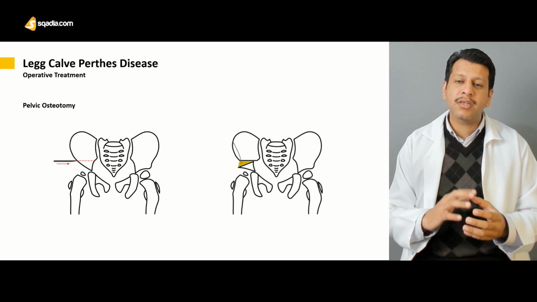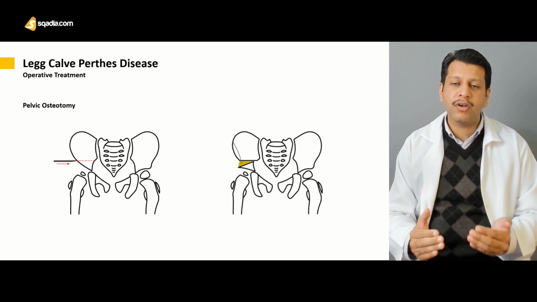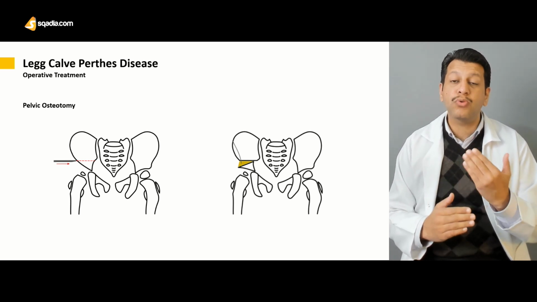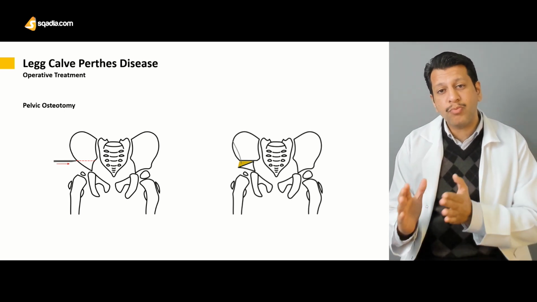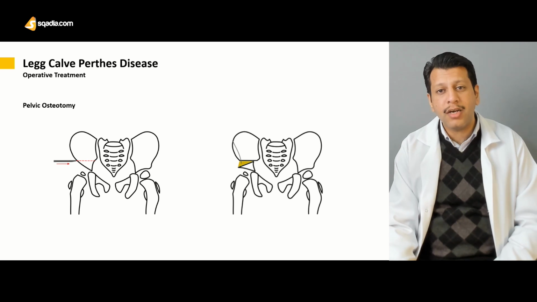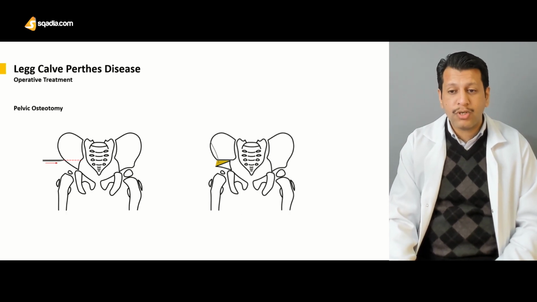That is where we'll be discussing how our different classifications actually help us to predict what would be the prognosis of this disease. And if the prognosis is poor, then we may need to intervene early to protect the head from osteonecrosis.